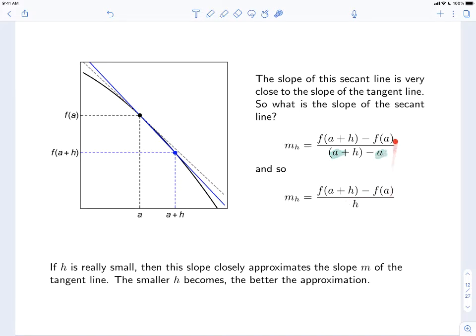This is our rise over run. We're rising by the difference between the y values, and we're running by the difference between the x values. But the difference between the x values is just h. So our slope for our secant line, which we're calling m sub h, is f at a plus h minus f at a divided by h. So if h is really small, then this slope closely approximates the slope m of the tangent line. The smaller h becomes, the better the approximation.